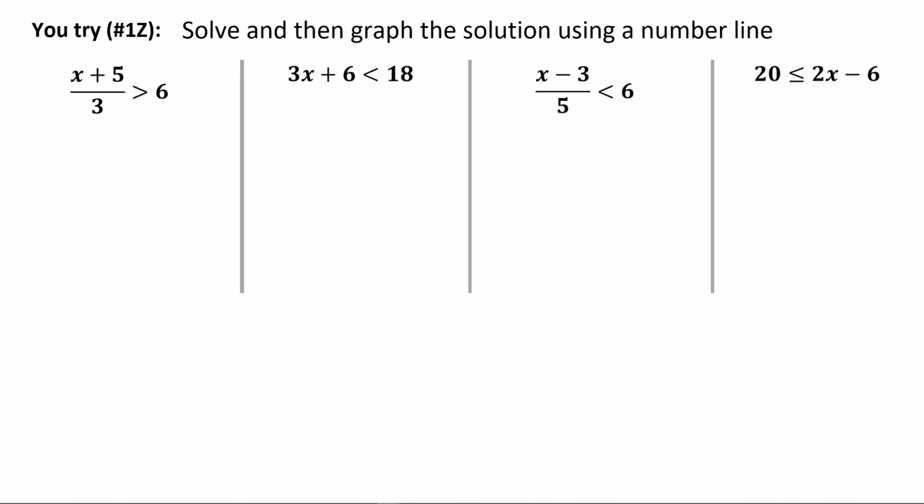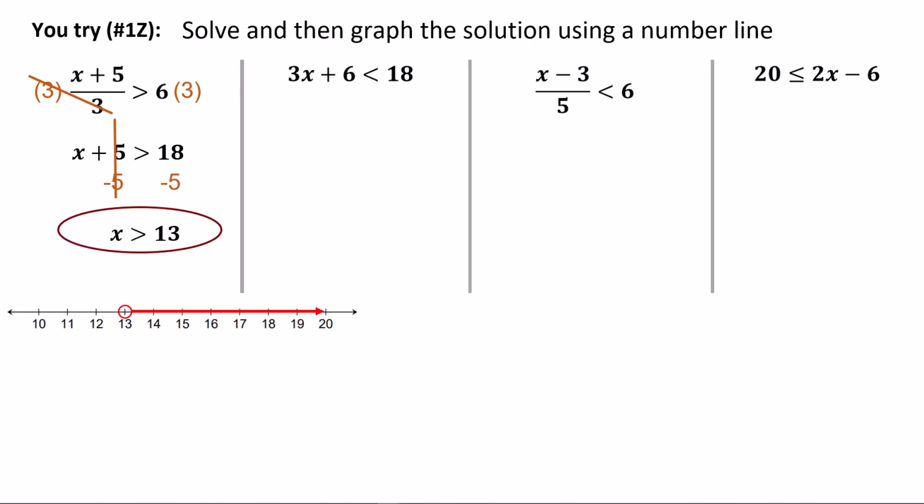Try these 4 now. Solve and then graph the solution using a number line. In x plus 5 over 3 greater than 6, we first multiply both sides by 3 because of the two-part expression above the division bar, leaving x plus 5 greater than 18. Then we subtract 5 from both sides, leaving x greater than 13. So on the number line, open circle on 13, arrow to the right.